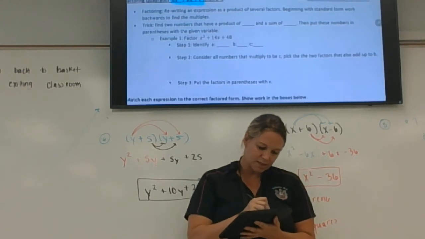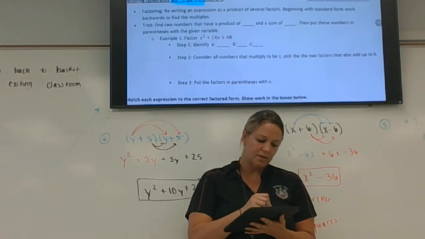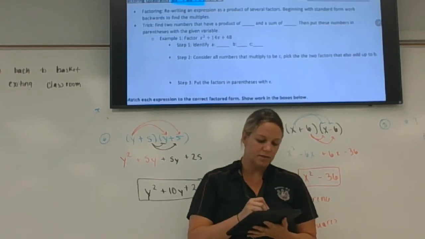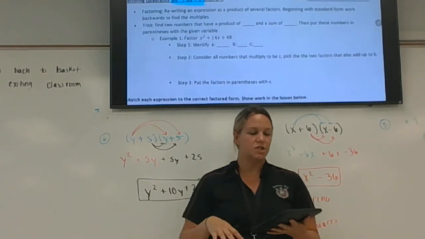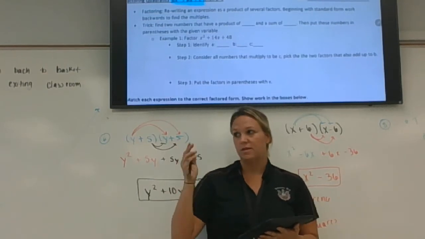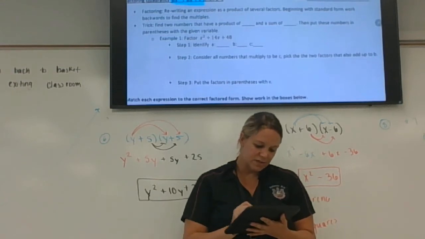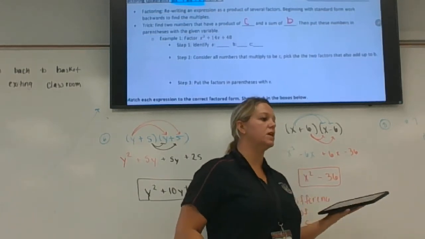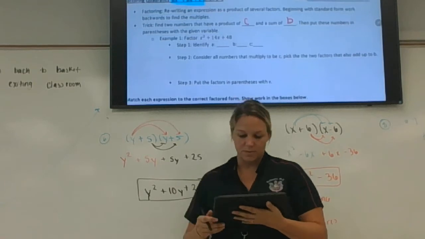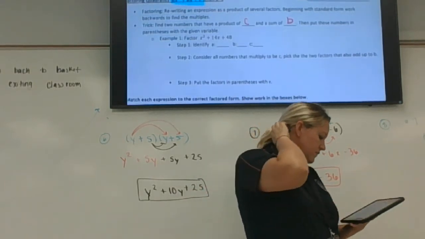first off, let me highlight this. The number in the very front is called A. The number in the middle is called B. And the last one's called C. A, B, C. This whole worksheet, A equals 1, and B and C are really important. So our trick is finding two numbers that have a product of C and a sum of B. We want numbers that will multiply to the last one, the constant, and add to the middle one. Then we're just going to put these numbers in parentheses with the given variable.